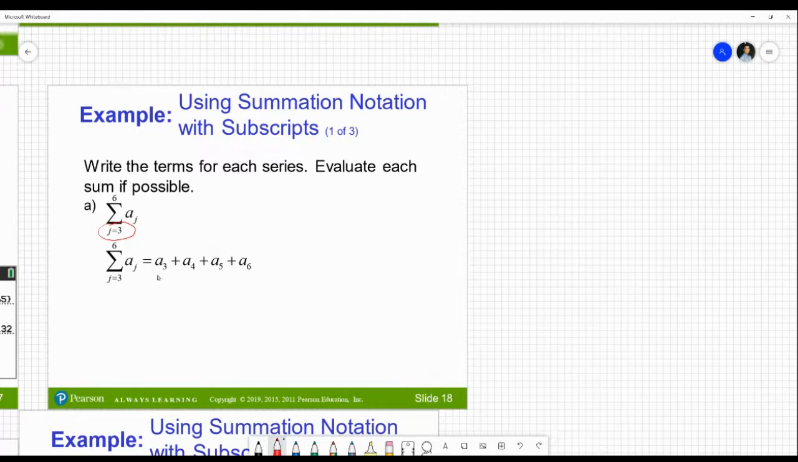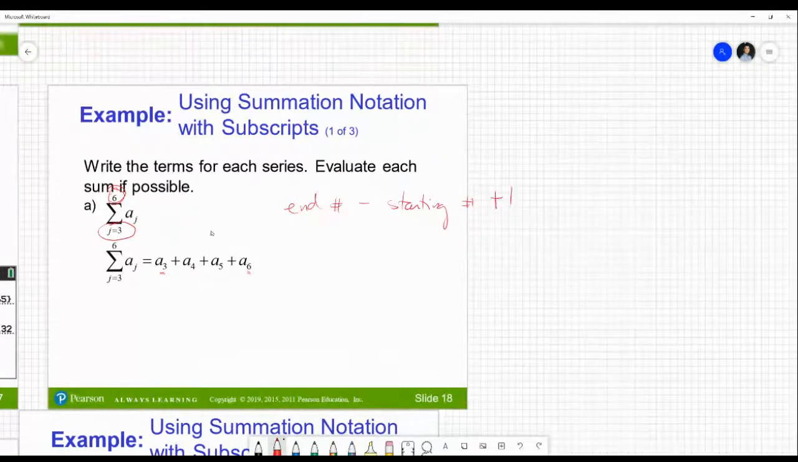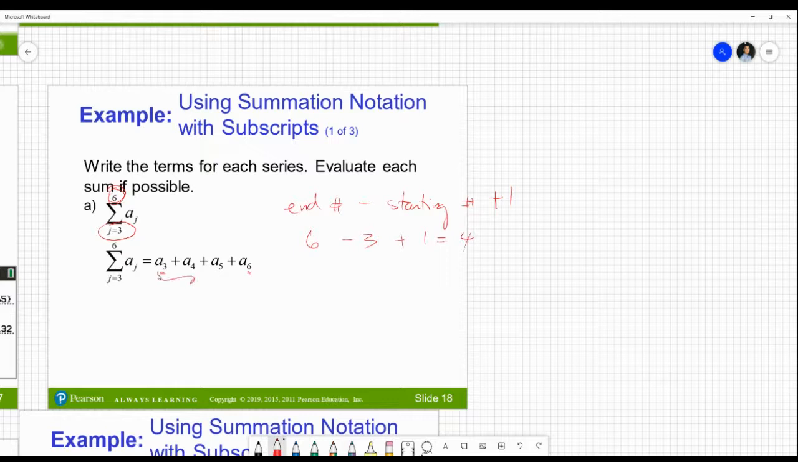Notice that here, since we start at 3 and we end at 6, we do not have 6 terms, right? So in order to find out how many terms there are, you take the ending number, subtract the starting number, plus 1. So here I'm ending at 6 and starting at 3. So that gives me 3 plus 1, which is equal to 4. So you see here, we have 4 terms total.